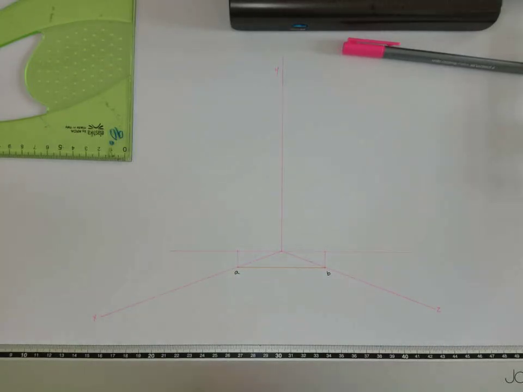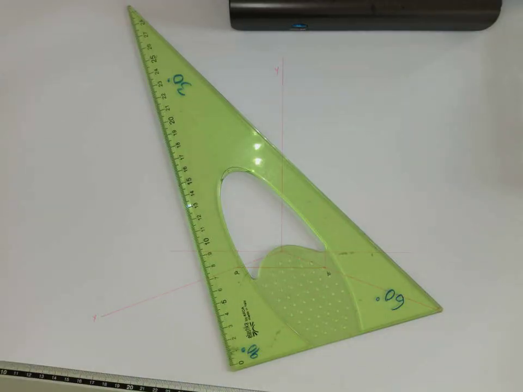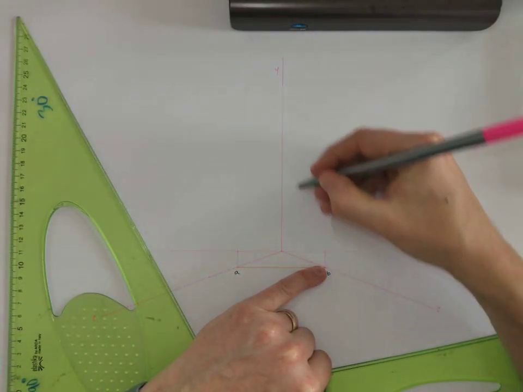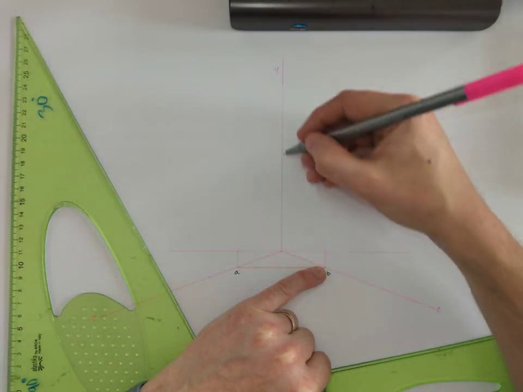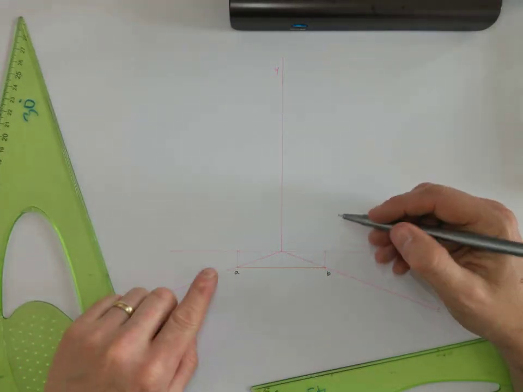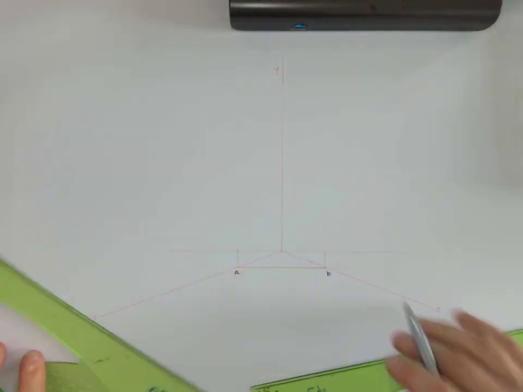Okay, next I want to find point C. And point C is always going to be perpendicular. So if I want to draw a line from B up to C, this angle here that I'm going over with my pencil is always going to be perpendicular to the x-axis. Likewise, if I was going from A to C, this angle will be perpendicular to my z-axis.